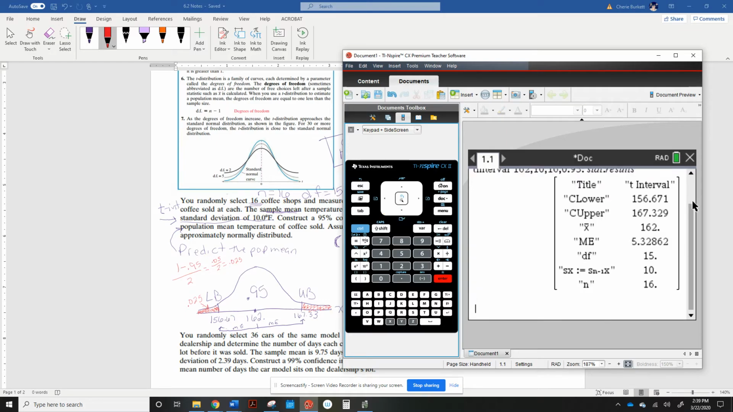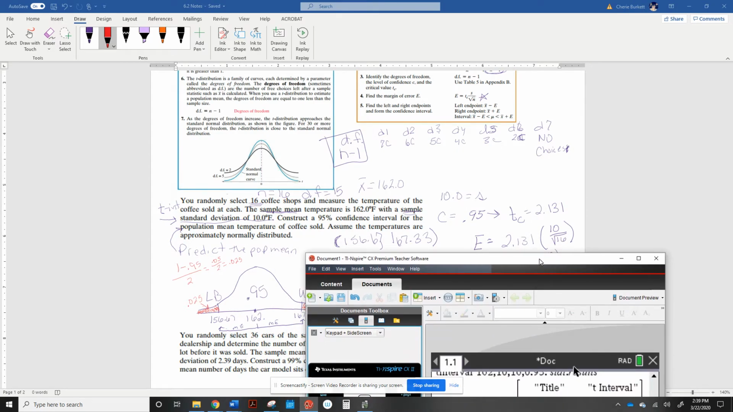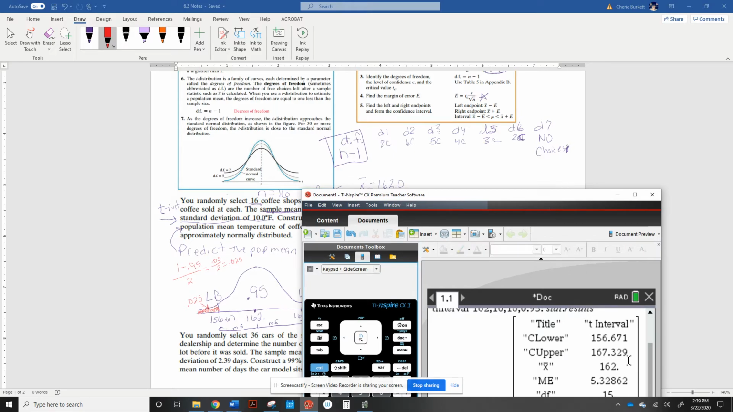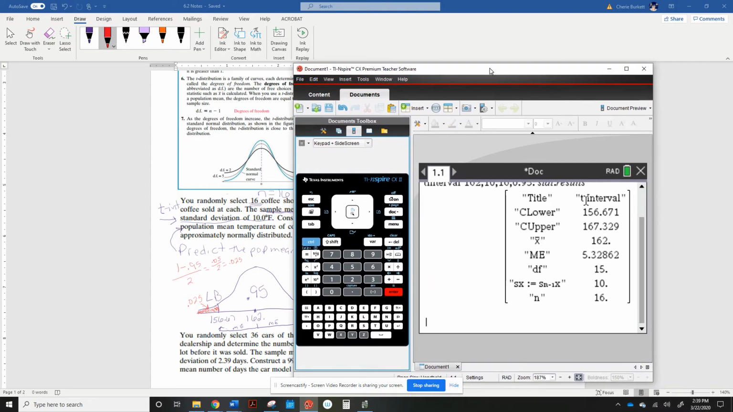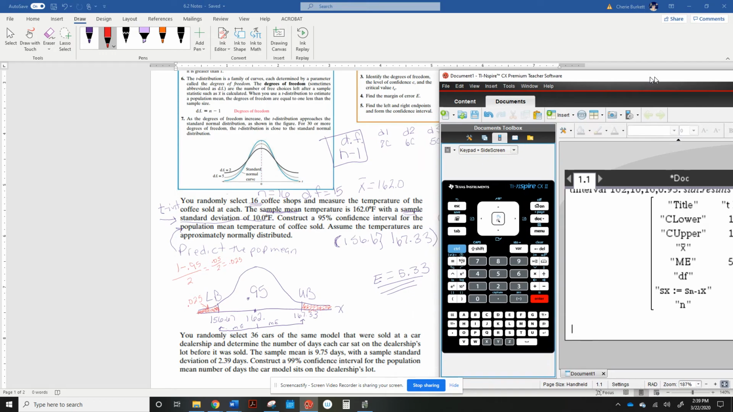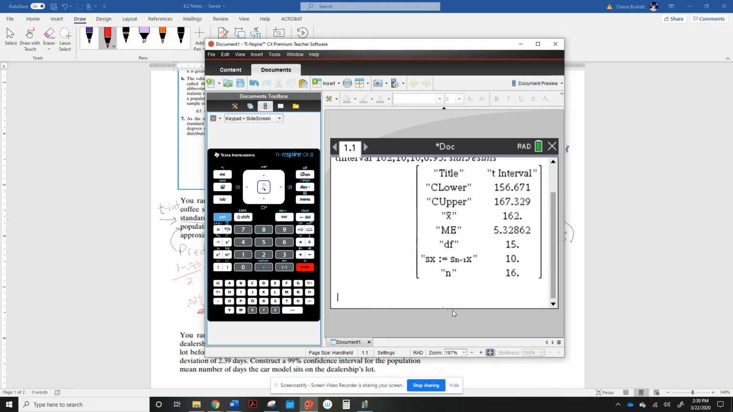So you just press enter. There's your lower bound. There's your upper bound. It's exactly what we calculated. 156.67, and then the other one was 167.33. There is your margin of error, which is 5.3, and we calculated the margin of error right there, 5.3. So there's your sample standard deviation, and there's your sample size. So there is how to use your calculator.